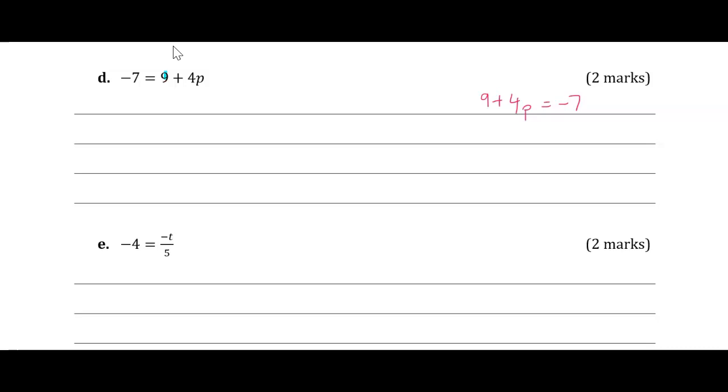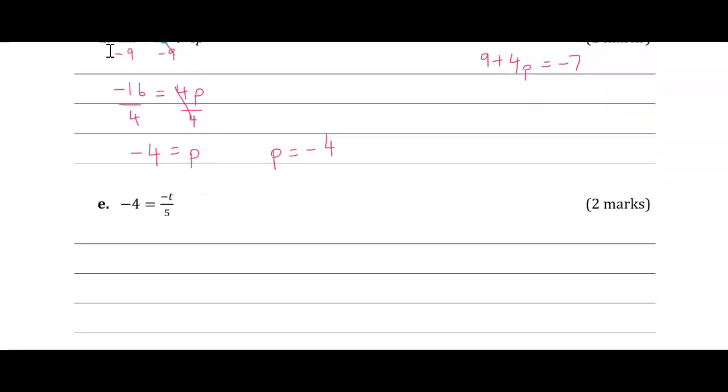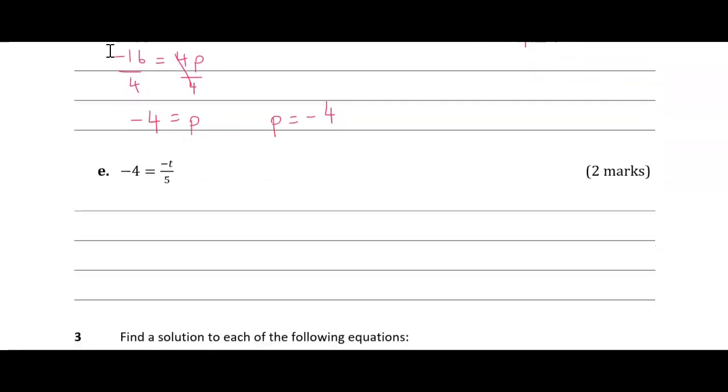Remember, we always want to get rid of our constant first, so we're going to subtract 9 from both sides. So negative 7 minus 9 is negative 16 equals 4p. And it's 4 times p, so the opposite of multiplying by 4 is to divide by 4. So negative 16 divided by 4 is negative 4 is equal to p. And we do tend to write the pronumeral first, so p equals negative 4. But if you wrote negative 4 equals p, still correct.